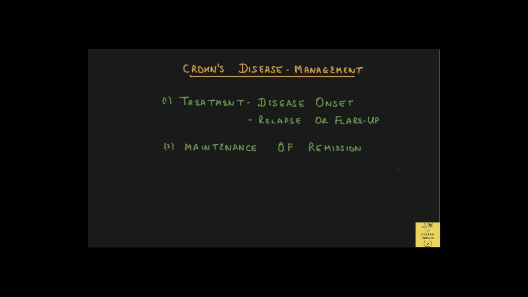The objective of treatment is to ensure that there is complete healing of the inflammation of the intestines as confirmed by endoscopy and clinical remission. There are two aspects of management: treatment at disease onset and relapse or flare-up, and secondly, maintenance of remission. Medicines are used to suppress the immune system and thus reduce the abnormal inflammation that is causing symptoms. It will relieve symptoms and allow the intestine to heal. In maintenance treatment, these drugs are used to stop the inflammation from coming back.